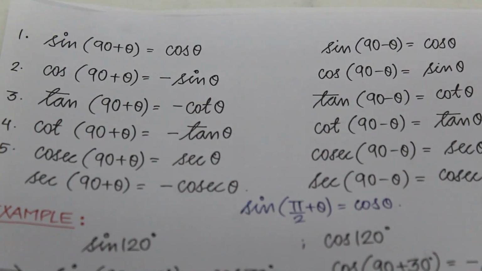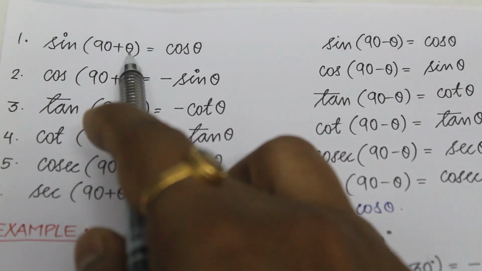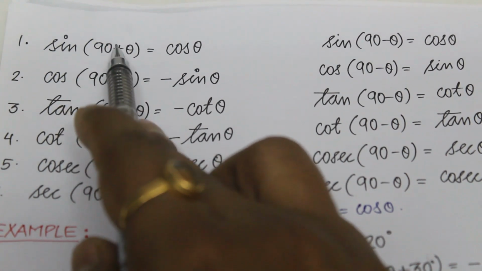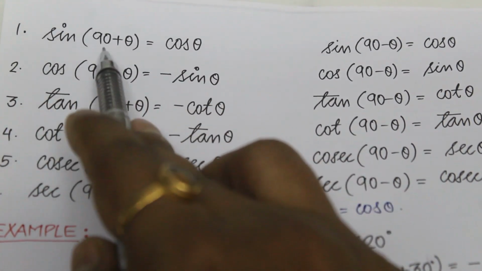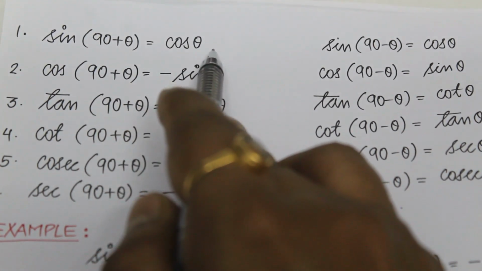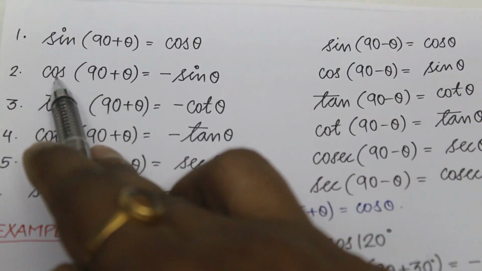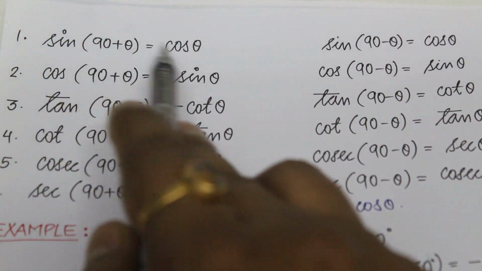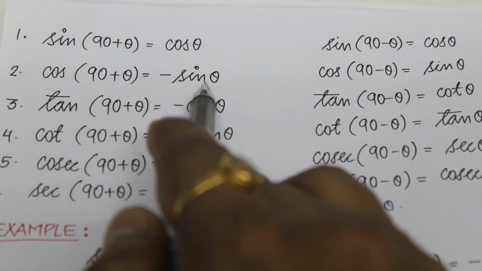While finding out values for different angles, we must remember some certain rules. And what are those? As you can see, sine 90 plus theta. 90 plus theta means it is in the second quadrant. Sine is positive, but since it is 90 over here, sine will convert into cos and the angle will be as it is. So sine 90 plus theta will be equal to cos theta. But what about cos 90 plus theta? As you know, in the second quadrant, cos is negative, so I have put a negative sign over here. Since it is 90 over here, cos will convert into sine and theta as it is. So cos 90 plus theta will become minus sine theta.